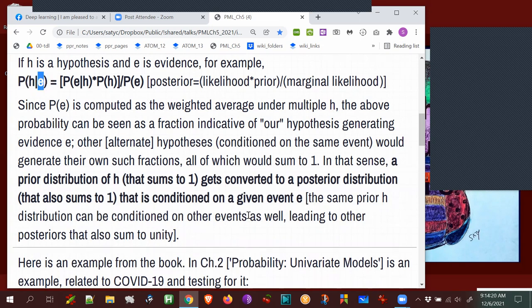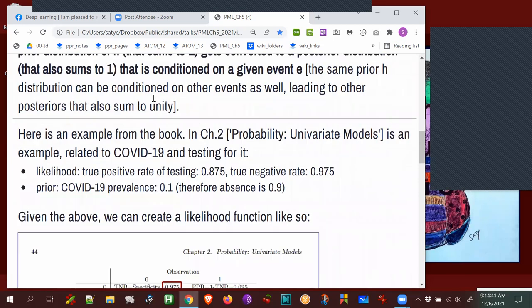And of course, there can be all kinds of other events. Say for COVID testing, there can be the PCR test, there can be all kinds of other tests. So for each one of those events, this exact same thing can happen. Your prior distribution can become a posterior distribution. This sums to one, this also sums to one. So that's a very interesting way I found to understand Bayes' theorem. Okay, so then our book gives us this example.